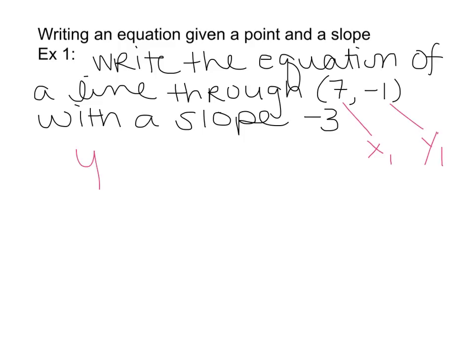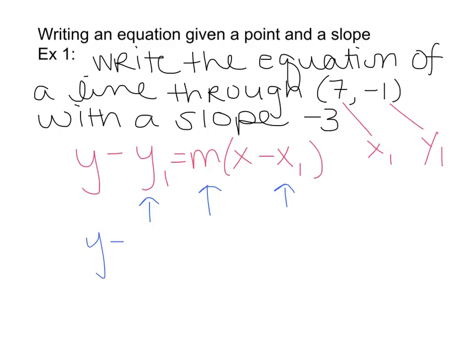So now we're going to use our point-slope form. So y minus y1 equals m times x minus x1. So again, the only place you're going to plug in numbers is for y1, m, and x1. The y and the x, you keep them the same. So I have y minus y1, which is -1, equals my slope, which was given right here to me, so -3, times x minus x1, which is 7.